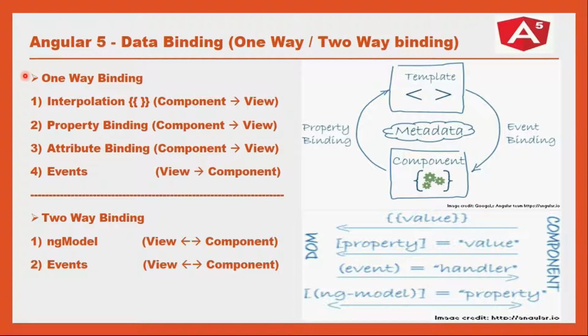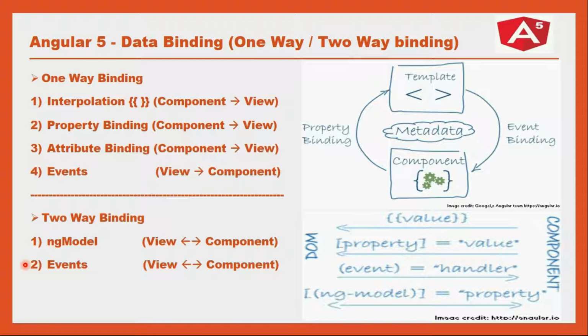In one-way data binding, we have interpolation, property binding, and attribute binding, which go from component to view, and then events, which go from view to component. Then we have two-way binding, in which we have ngModel, used for bidirectional communication between view and component, and then events, which are also used for bidirectional communication between view and component.